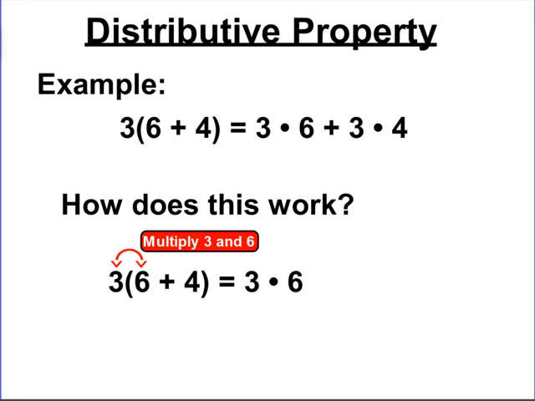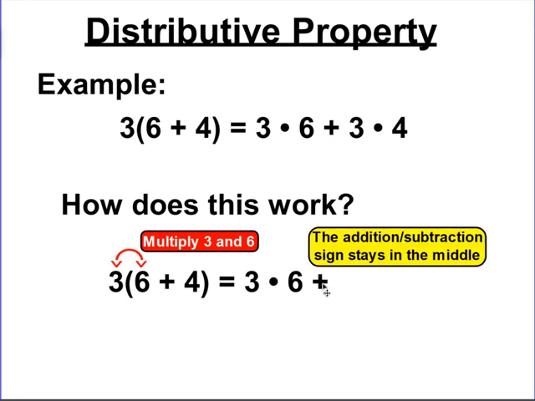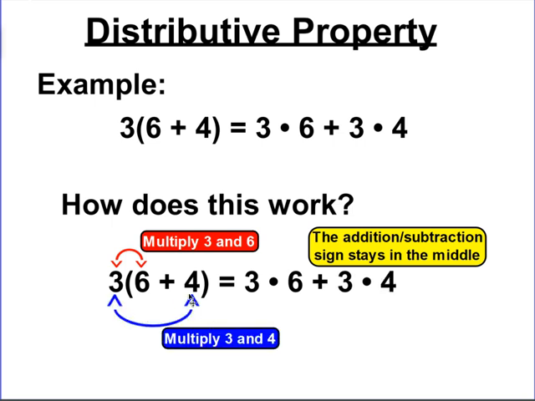The next thing you'll do is take the plus or minus sign that's inside the problem and write that next to the 6. And then you'll go and take the 3 again and multiply it by the other number that's inside parentheses. So you set up a problem where it's 3 times 6 plus 3 times 4. And what we're going to do is we're going to solve this, and we're going to see that both sides will be equal when we solve it.